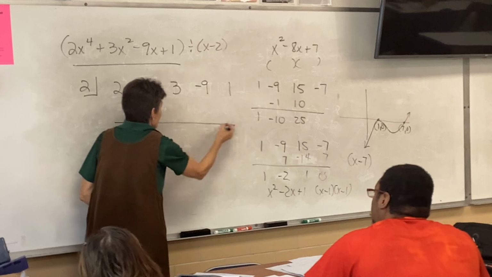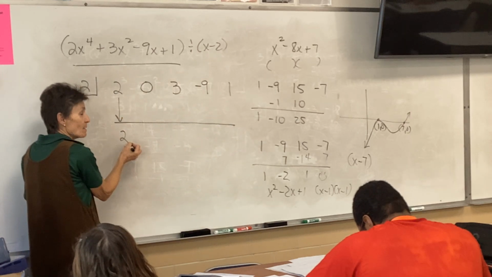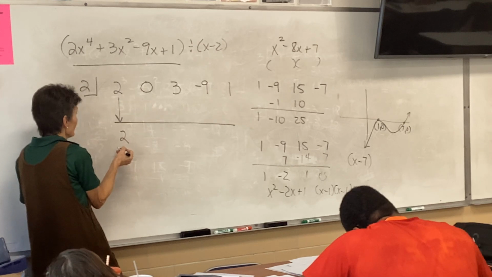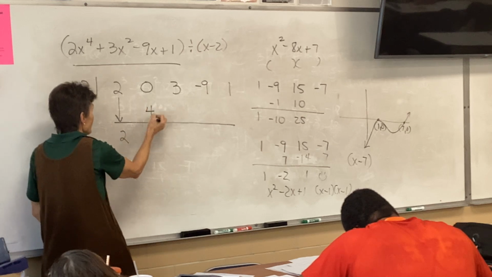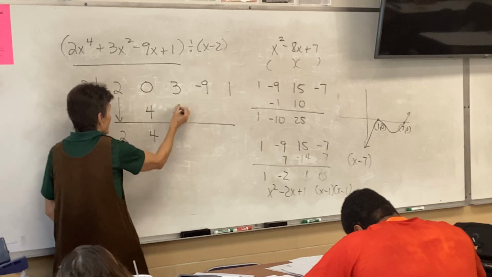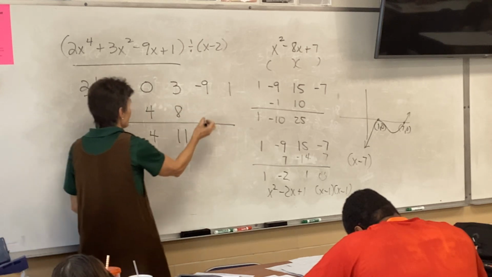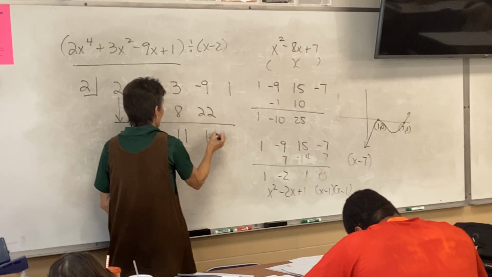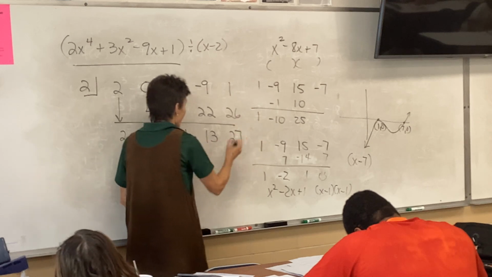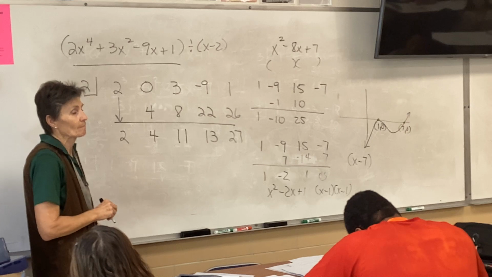And then you're gonna divide just like you've been doing. So this time, the 2 is coming straight down. Somebody asked me earlier, does that have to be a 1? No, that could be anything, it's 2 this time. So 2 times 2 is 4. Add. 2 times 4 is 8. Add. 2 times 11 is 22. Add. Please tell me if I've made an arithmetic mistake. I got it?